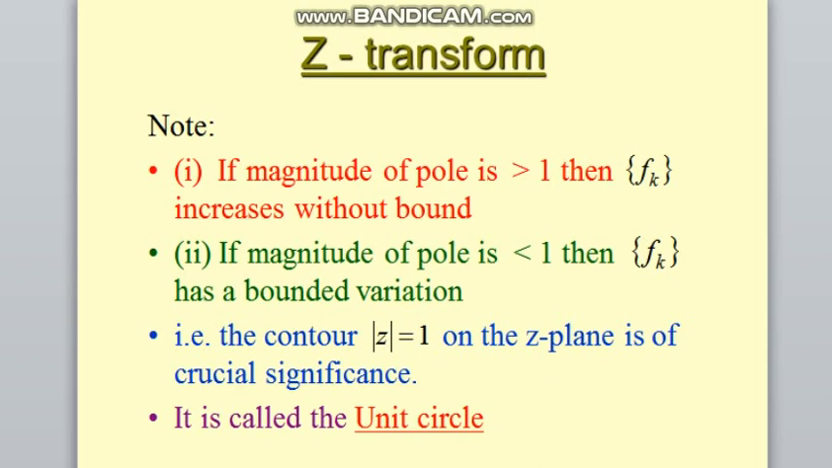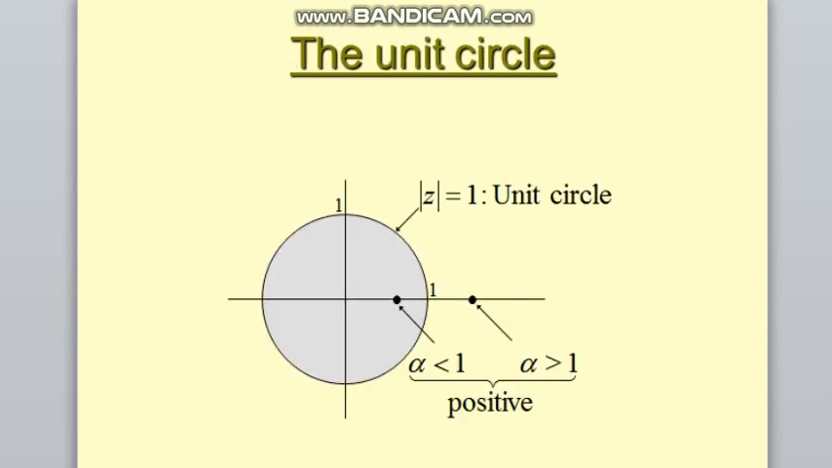Students, we have learned in part one the Z transform, poles and zeros. Now we will extend our vision into the next part, that is the unit circle. Here you can see a unit circle, where the absolute value of z is equal to 1. That is the unit circle. And there are poles, where alpha is less than 1 and alpha is greater than 1.